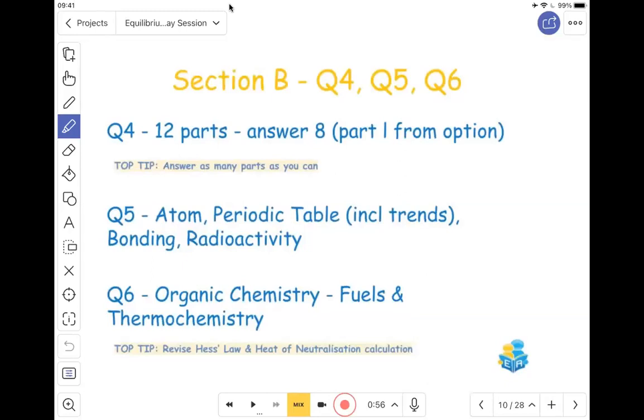A top tip for question 4 for you would be to answer as many parts as you can of this question. There's no negative marking in it. So if you answer 10, you can afford to get 2 of them completely wrong and still come out with full marks at the end. So I think that's a good question to do.